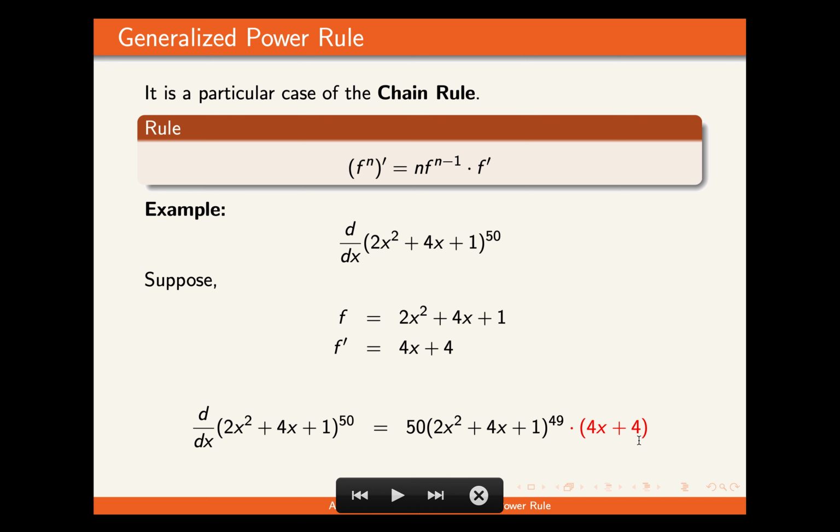All right, so this is the derivative of 2x squared plus 4x plus 1 to the power 50 by using the generalized power rule. We are done, but if we want to rewrite this, we can also write this as 50 times 4x plus 4 factor, and before 2x squared plus 4x plus 1 raised to the power 49, we can write it in this way too.